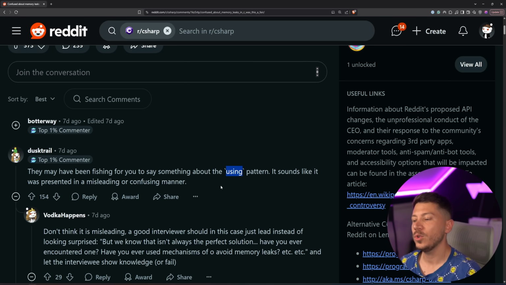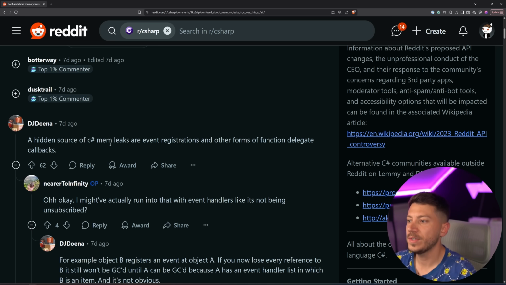Maybe the interviewer was trying to understand that. Maybe they were trying to see, okay, do you know about the disposable pattern and the using pattern? It's actually the disposable pattern, not the using pattern, by the way. But it's quite unclear. A hidden source of C# memory leaks are event registrations and other forms of function delegate callbacks. It's almost always the case.